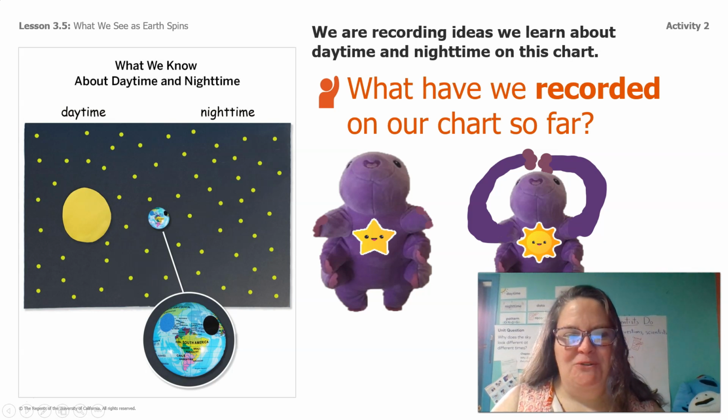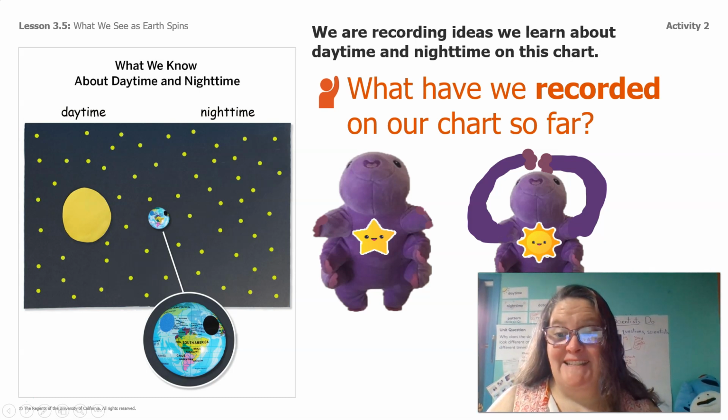Yeah, the blue sticker we put on Earth because that's the part of the Earth that's facing the sun. So people there have daytime. And the black sticker is showing the part of the Earth that's facing away from the sun, and that's where it's nighttime.